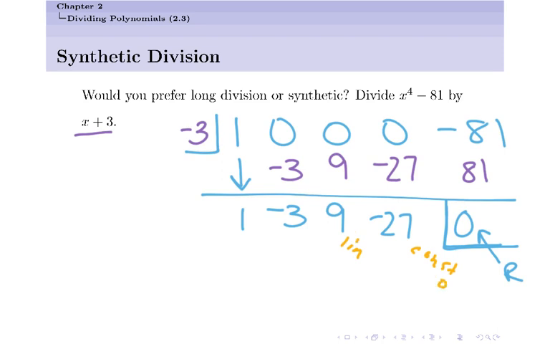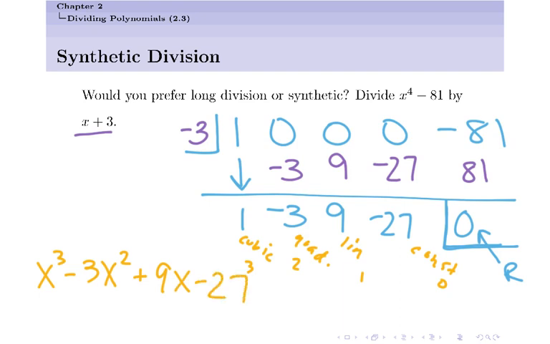Some people write it as 0, 1, 2, 3. If that helps you, feel free. This is my quadratic term. This is my cubic term. So it's going to be 1x cubed minus 3x squared plus 9x minus 27.